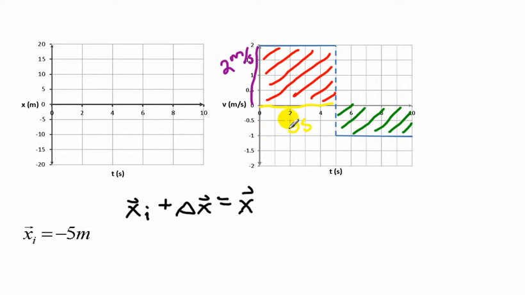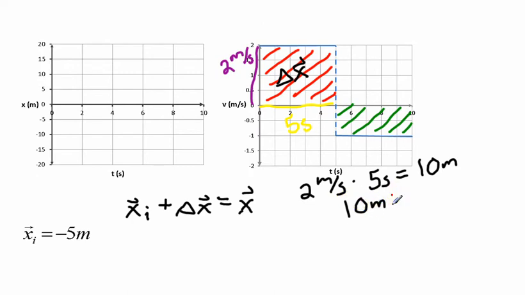So again, what is this giving us? This is not going to give us a position, but this area underneath the curve can give us a displacement. We see that if we multiply these two numbers, 2 meters per second multiplied by 5 seconds, it gives us 10 meters. And again, that's a displacement, not a position. So I should say positive 10 meters because displacement is a vector. Now, why does this make sense?